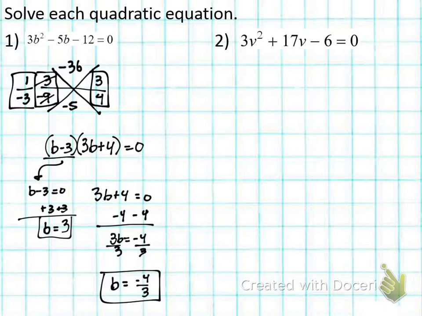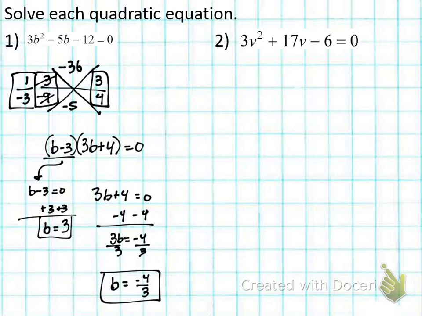Okay. So don't do the shortcut all the time. If you know that you could use a shortcut once, you could go from b minus 3 to b is equal to 3. That's fine. But look at the second answer. B is equal to negative 4/3. Okay? It's a fraction, right? So that's how you do number 1.